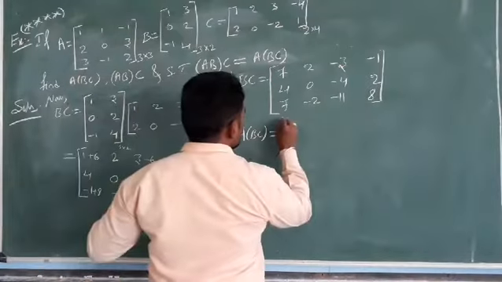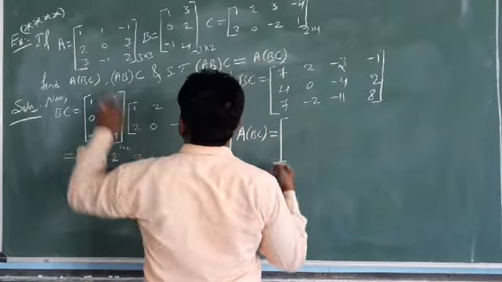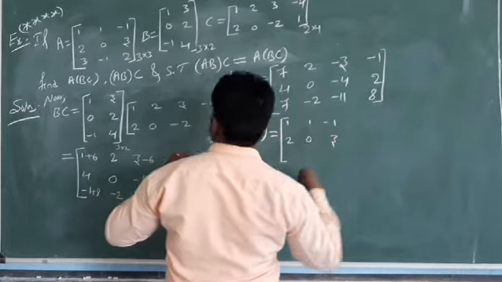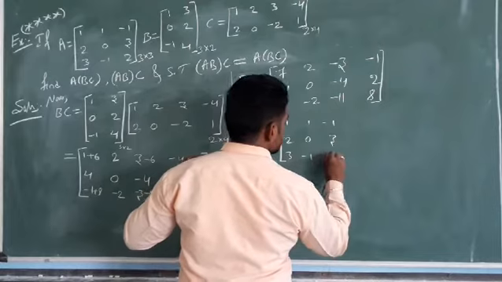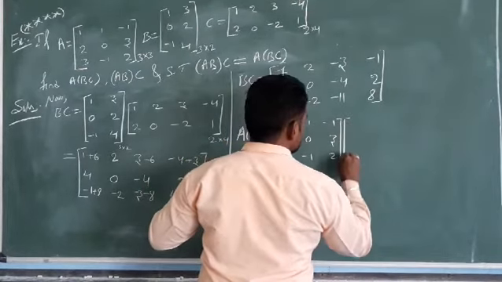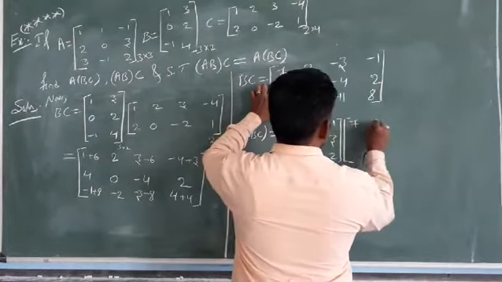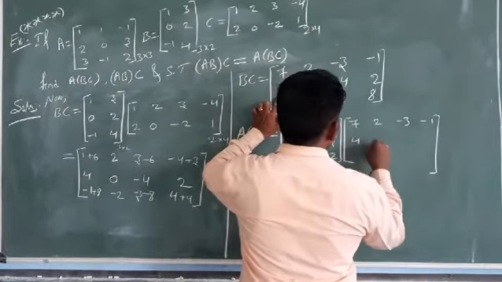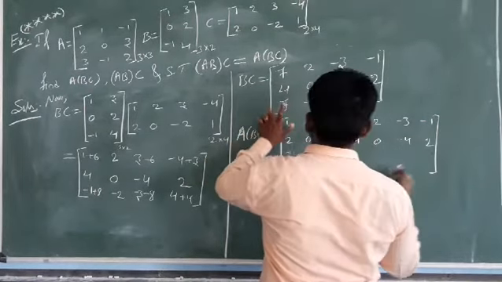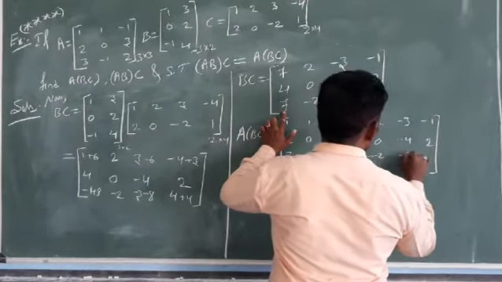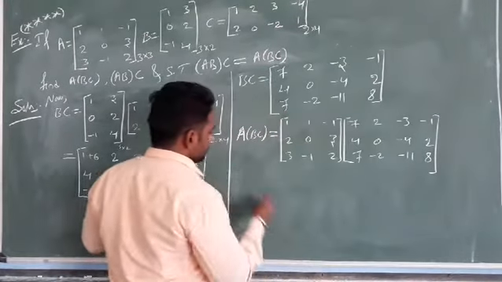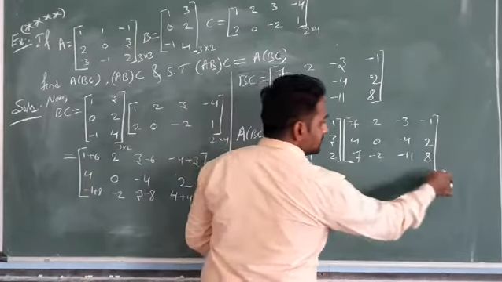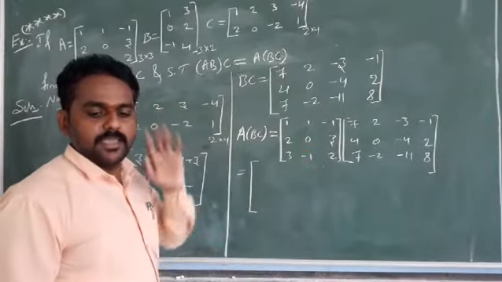What is the A here? It is 3 by 3 matrix. 1, 1, minus 1. 2, 0, 3. 3, minus 1, 2. And the BC is 7, 2, minus 3, minus 1. 4, 0, minus 4, 2. 7 minus 2 minus 11, 8. The product. This is 3 by 3 matrix. This is a 3 by 4 matrix. You will get the 3 by 4 matrix.